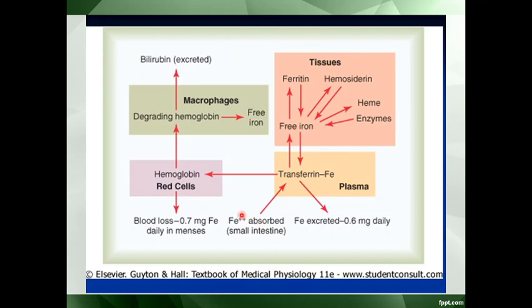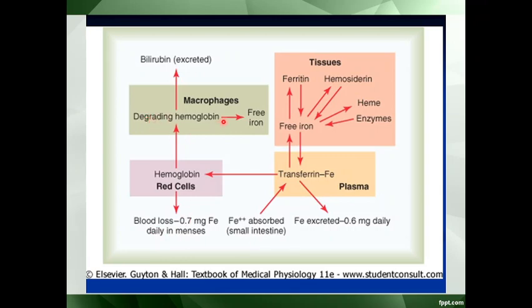The iron which you take through the diet is transferred to transferrin, and transferrin transfers the free iron and stores it in the form of ferritin. Transferrin also provides iron for hemoglobin synthesis, and the blood loss in females is 0.7 milligram of iron daily in the menstrual cycle.